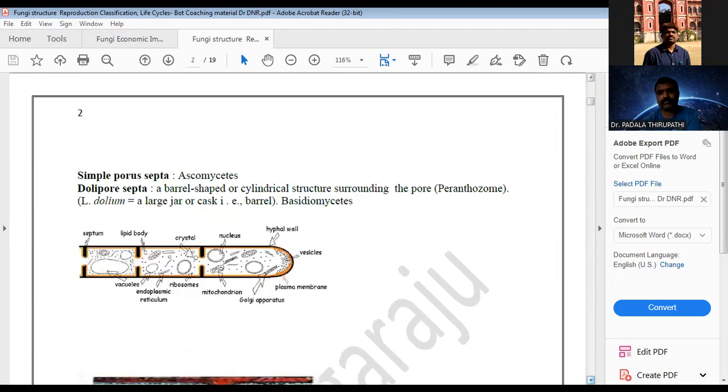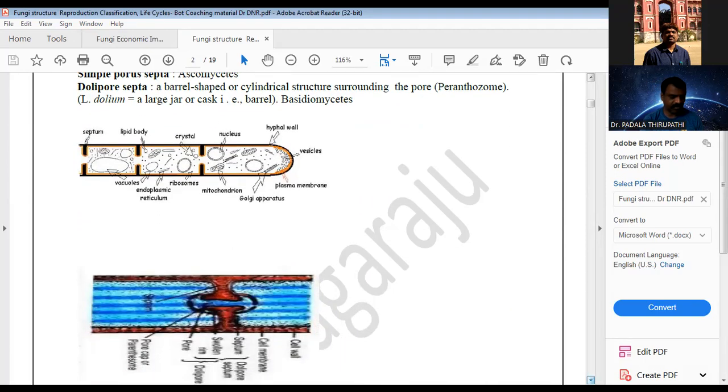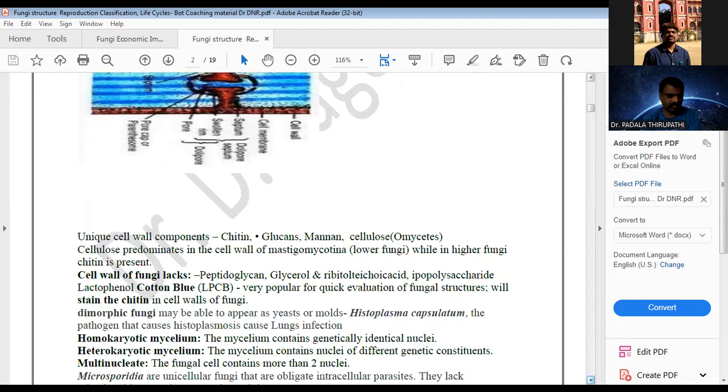And then the types of septa we also discussed: simple porous septa and doliporous septa. Simple porous septa are present in Ascomycotina. The doliporous septa are present in Basidiomycetes, having specific semi-permeable septa with two parenthesomes, the swollen, jar-like structures. Only in Asco- and Basidiomycotina are septa present; in Zygomycotina, Mastigomycotina, or even Deuteromycotina there is no septa. You should remember.